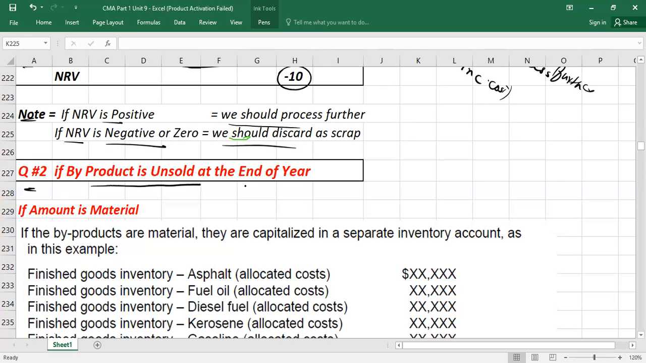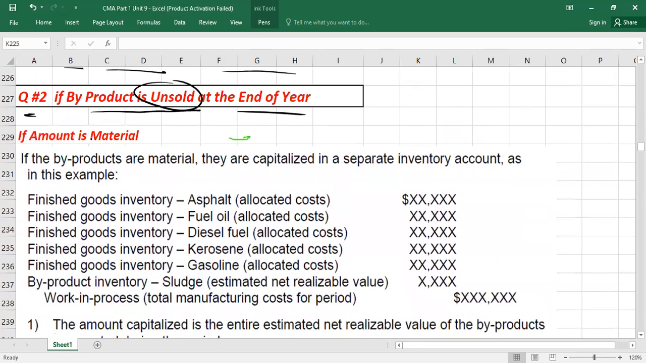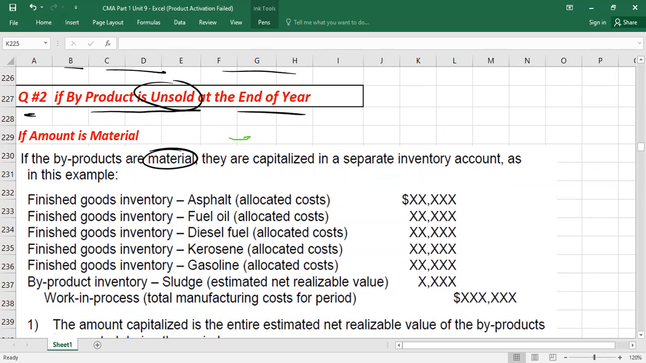What if a byproduct is unsold at the end of the year? For example, we have some sawdust or some leftover small pieces of wood. These are unsold at the end of the period. So what to do then? There are again 2 further questions you should remember. If it is unsold, should we record it as inventory or not? This is the question we need to answer. If it is unsold, first you need to estimate what the NRV of this product will be.